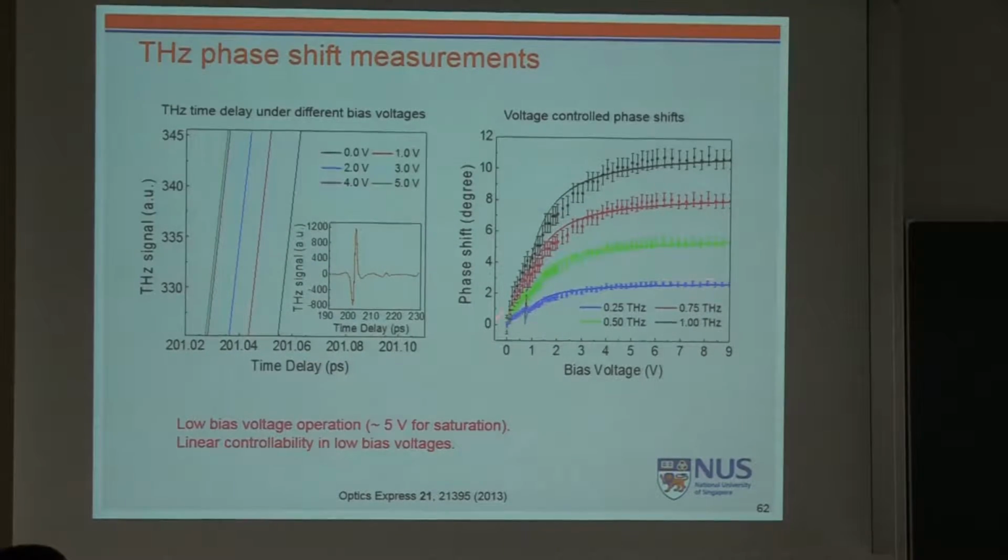So we can nicely demonstrate this phase shifter as a function of the bias voltage, and you can see our device works at the 5 volt level compared to 200 volts in conventional applications, and it's very nice.